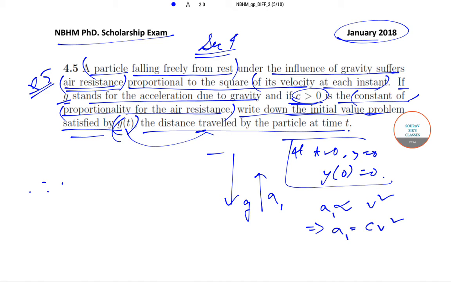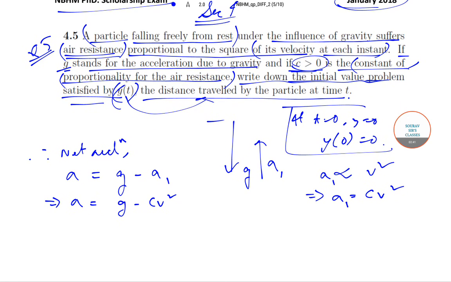So therefore the net acceleration, which will be denoted by a, is basically g minus a1. So a is equal to g minus c v square. Now we know that acceleration will be basically given by y double dash, g is constant, and v is basically equal to y dash, and v square will be y dash whole square.